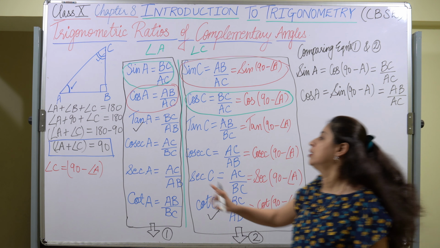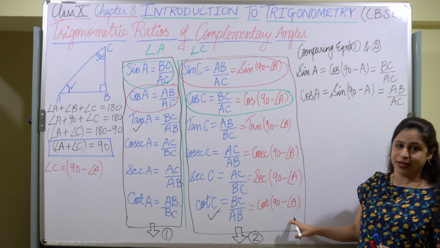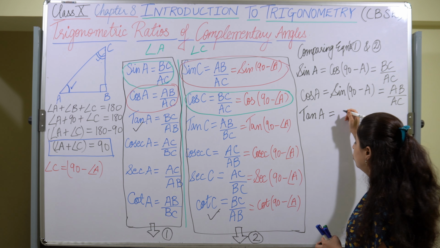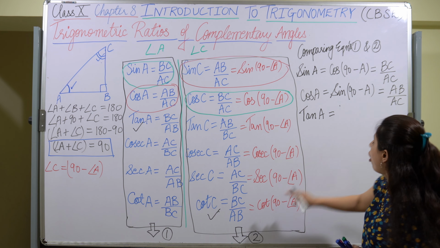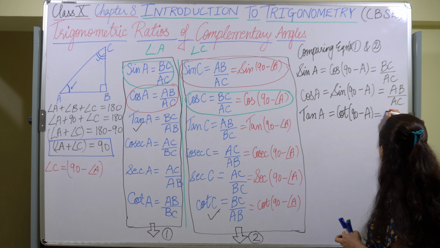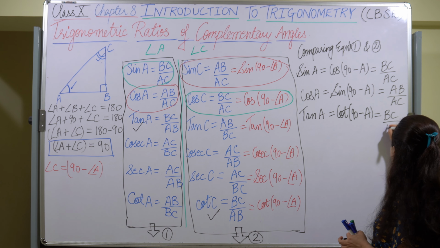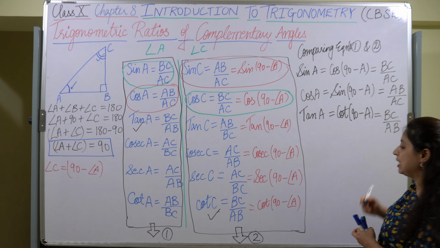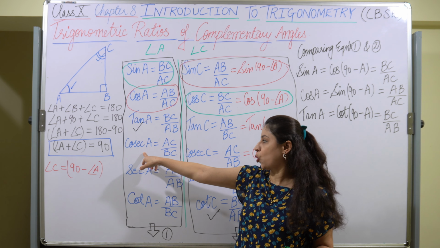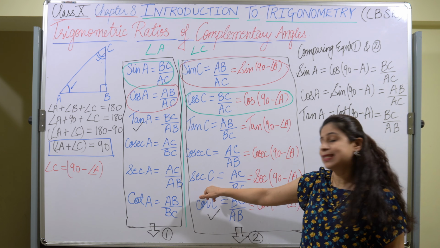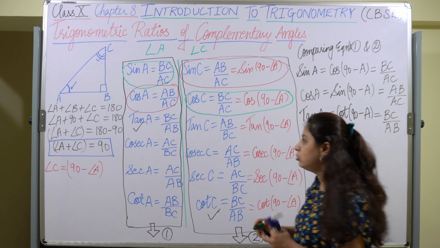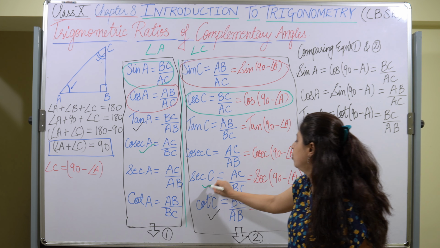So we can easily equate tan A to be equal to cot(90 minus A). So tan A is equal to cot(90 minus A), which is equal to BC upon AB. Now AC upon BC is cosec A, which is equal to sec C or sec(90 minus angle A). So this is equal to this.